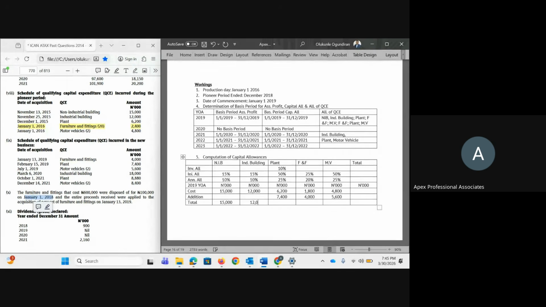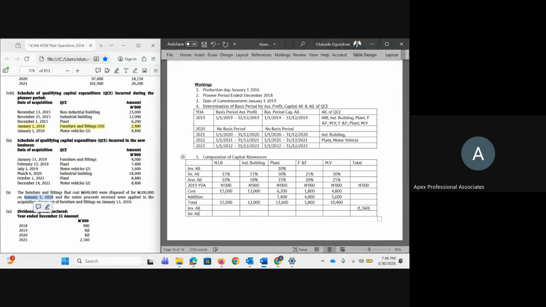15,000, 12,000. What do you have? 13,600, I would believe. 10,400. Then investment allowance. Investment allowance will only be on the plant. That's 1,360. Is that correct?